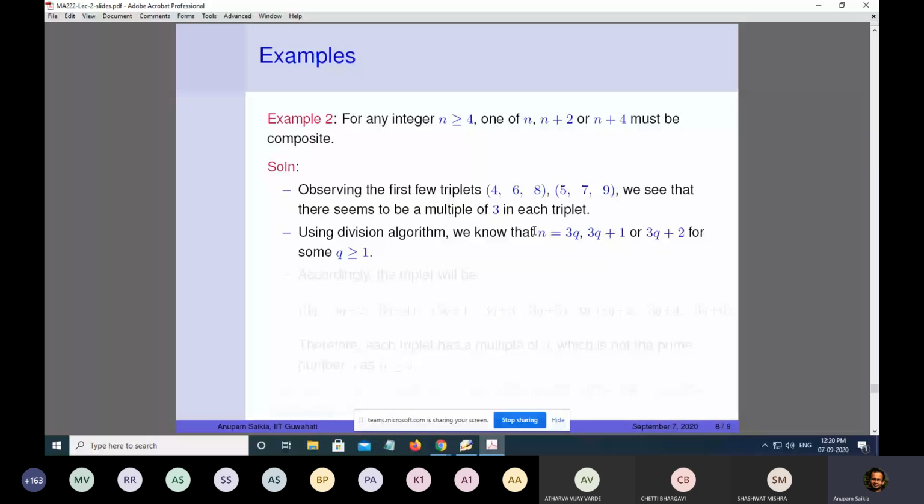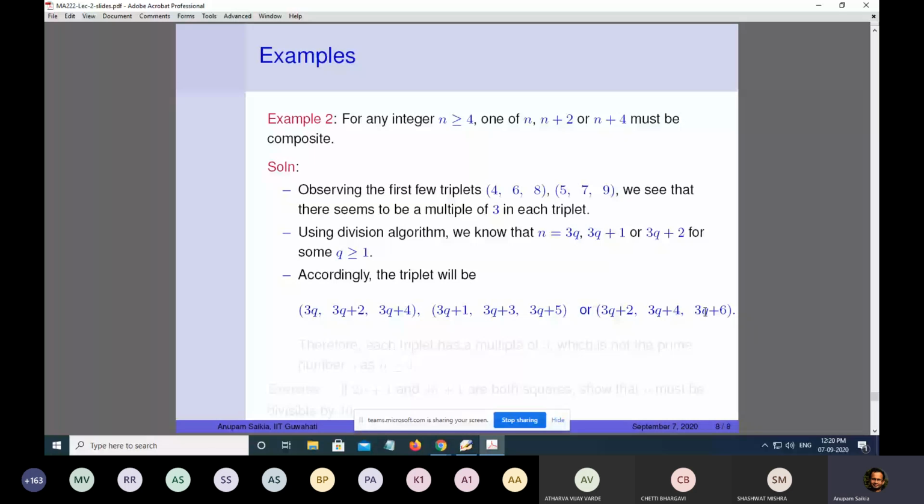So even in this case, what will be the triplet? It can be 3q, 3q plus 2 and 3q plus 4. Or it can be 3q plus 1, 3q plus 3, 3q plus 5. Or 3q plus 2, 3q plus 4, 3q plus 6. So clearly this is like 3 times q plus 2.